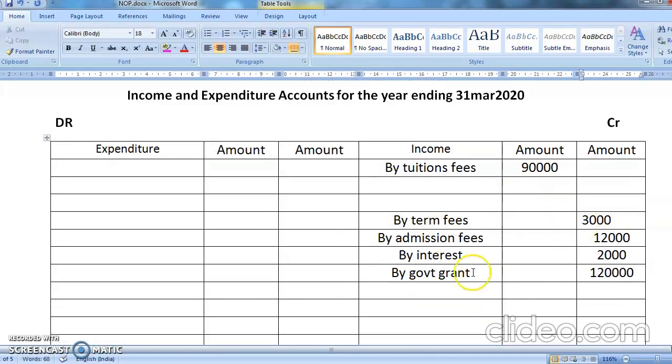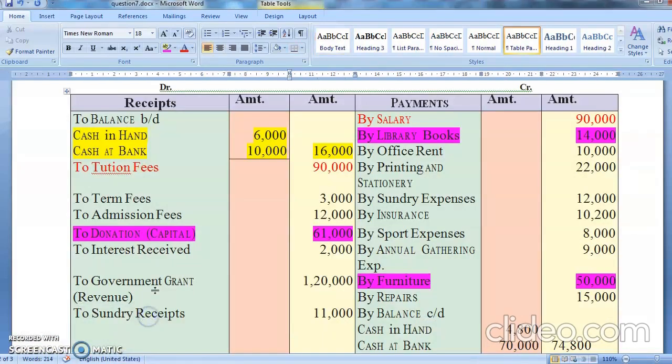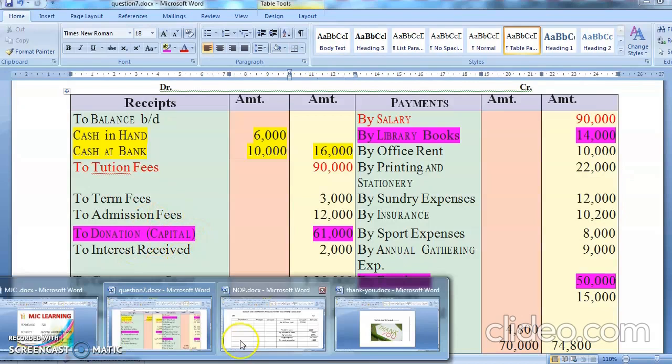And then you had by sundry receipt. Last time it was miscellaneous receipt, this time it is sundry receipt. It's one and the same, miscellaneous receipt or sundry receipt, 11,000. Okay, now we have done all the entries, except donation. So let's do the donation also.